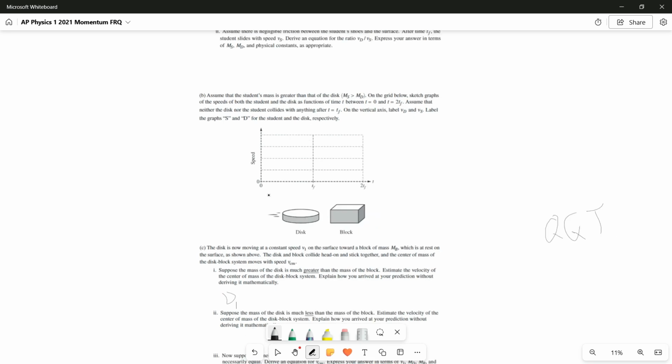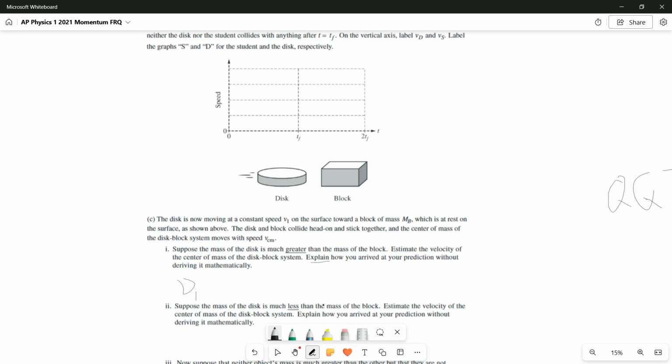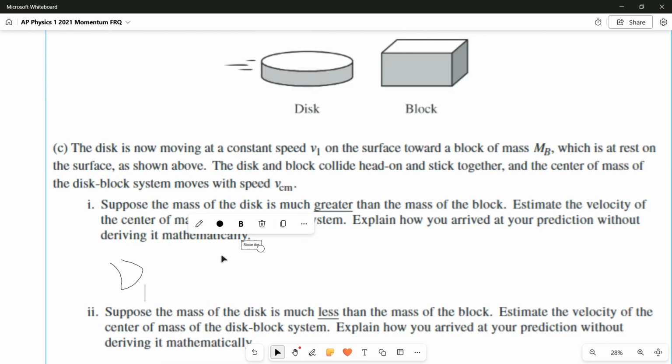Okay, so with that, we still have to explain how we arrived at our prediction. So we should probably write, since the surface does not have any friction as given by the problem, the initial velocity that the disk will be traveling towards the block will basically be unchanged by the minute block's mass.